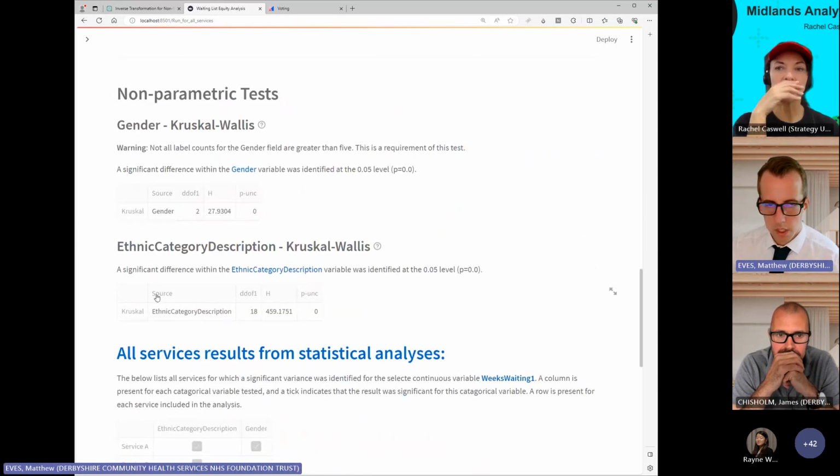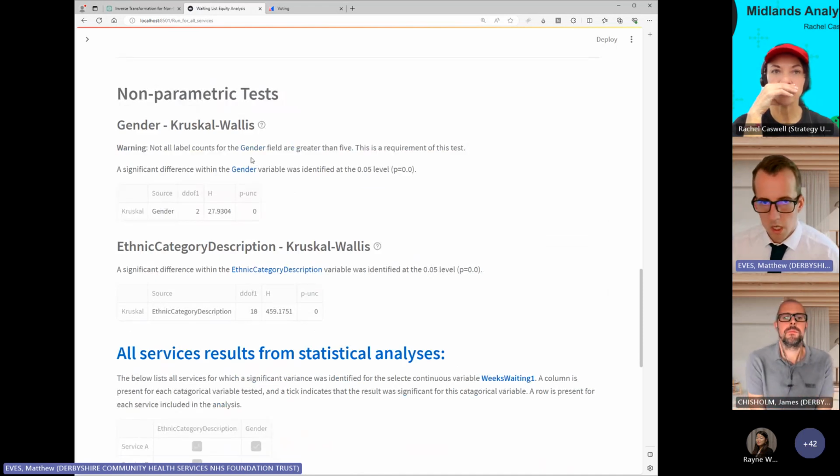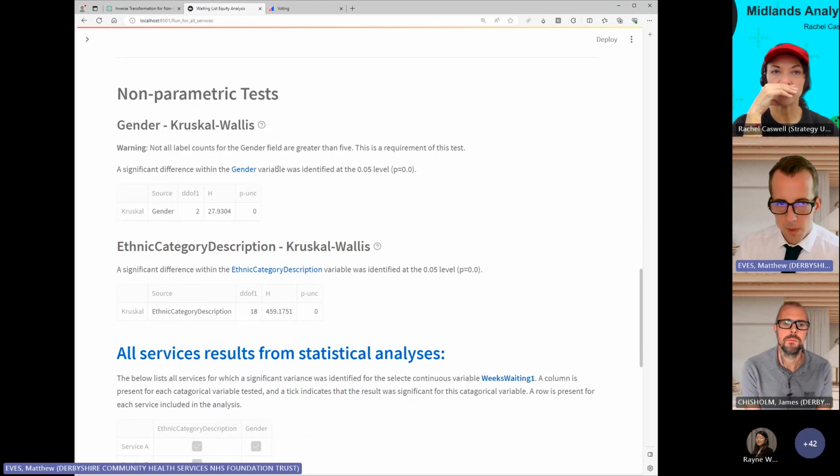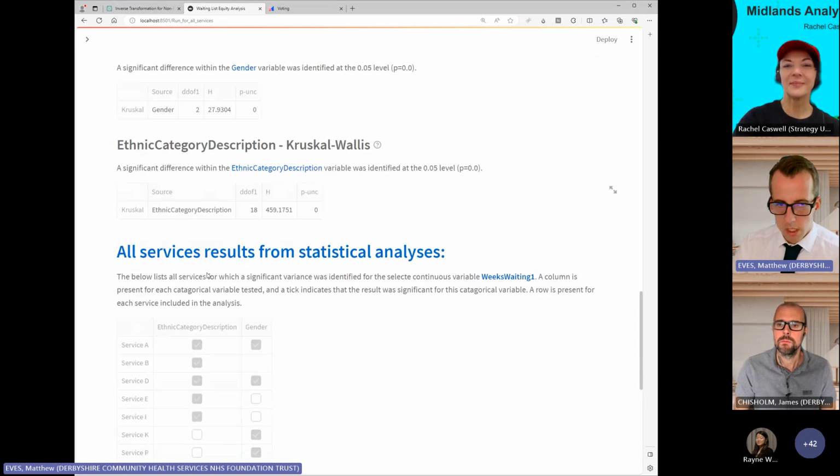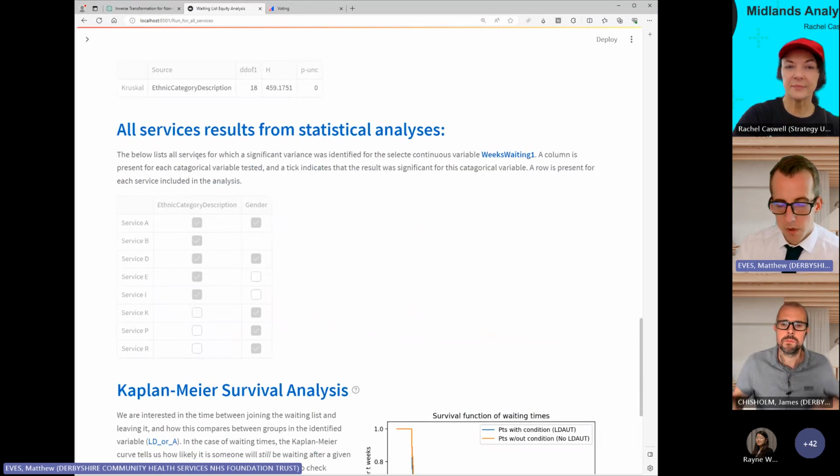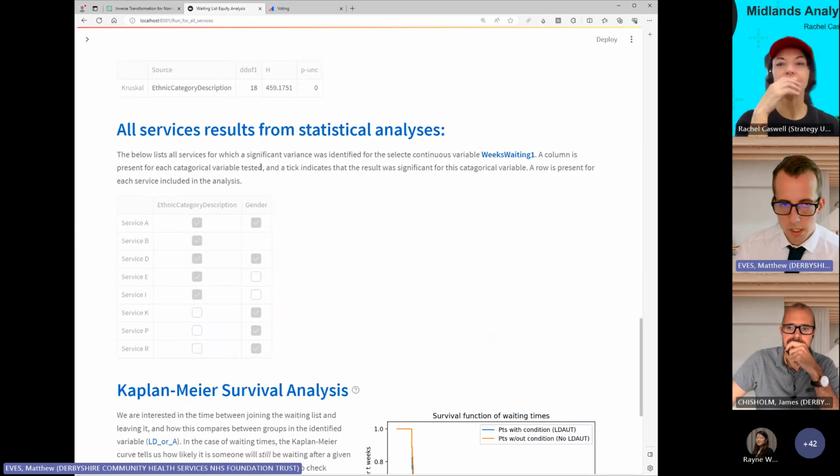Those tests are then run, and then the result, it gives us a warning here, because as we saw above, not all groups report 5, and tells us if a significant difference was found. Same for this one, and it'll just repeat for each test we run, for each variable we selected, so each categorical variable. And then all services, this summary table, so of our 19 service starting position, which services returned results for each field.